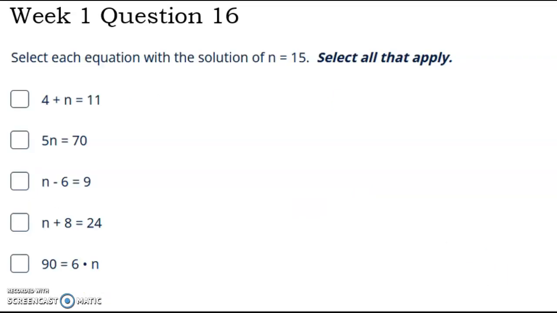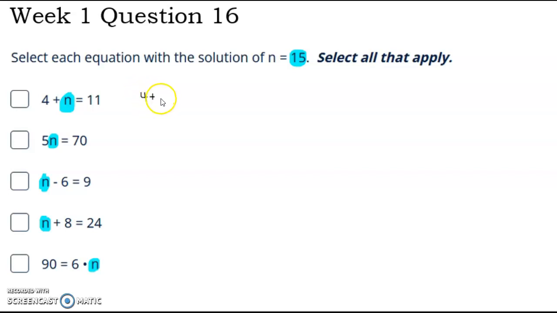All right, question number 16. Select the equation with the solution of n equals 15. So what that means is I'm going to take this 15, and I'm going to plug it into everywhere I see an n and see if it's true. All right, it's going to take some work. So let's do this first example.